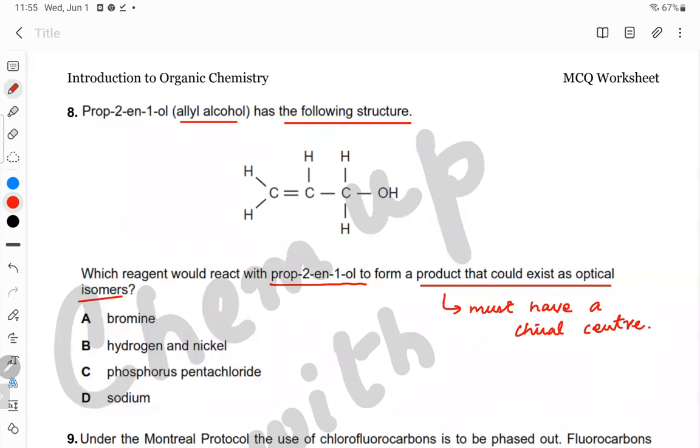Yes, Tisha, very good. So if I react this with the bromine, what will happen? This double bond is converted into a single bond, and we get one bromine over here and one bromine over here. If this happens, then if you look at this carbon, it has four different groups. One side it has a hydrogen, the other side it has a CH2Br, on the third side it has a bromine, and on the fourth side it has a CH2OH.